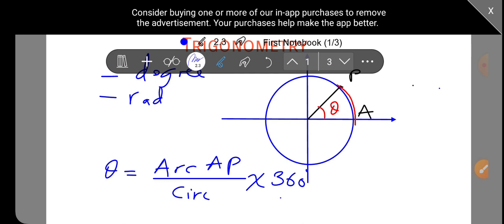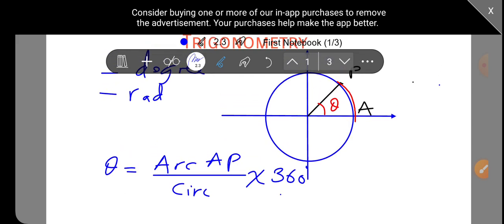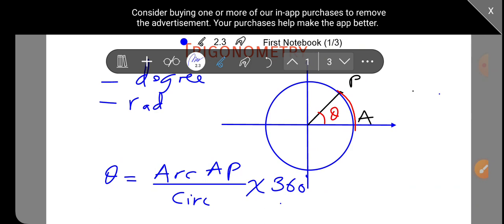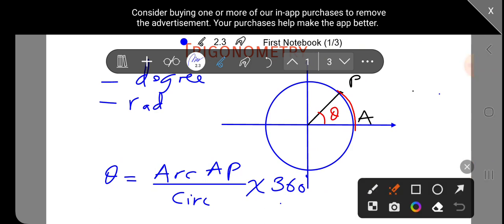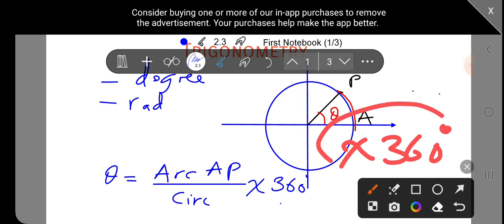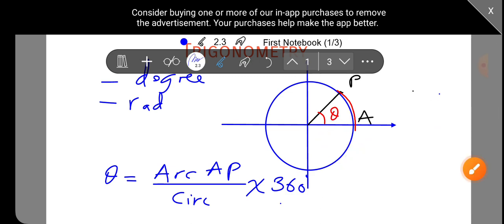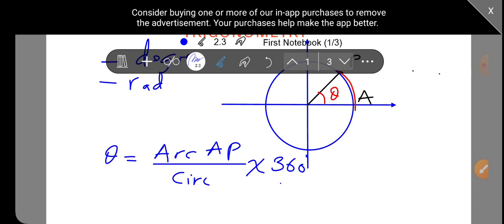What we are saying is, for me to get the angle formed by this arc, all I have to do is divide this arc over the whole circumference, and then multiply that by 360 degrees. Whatever I get is the angle which that arc is forming.